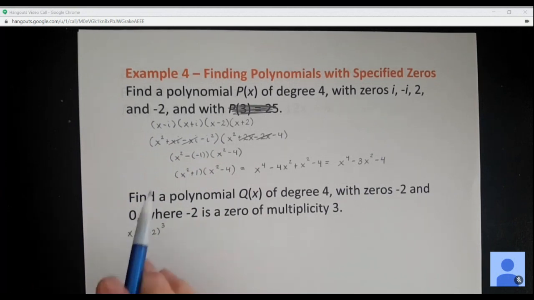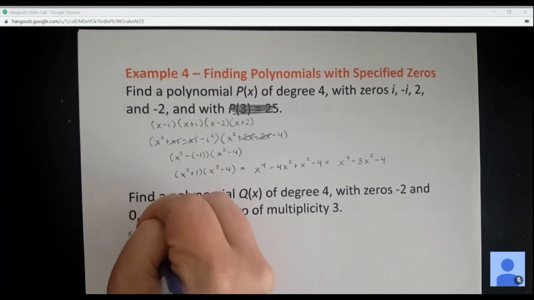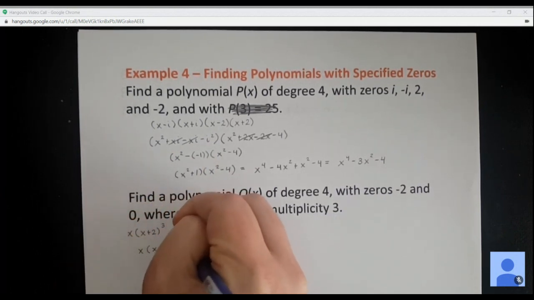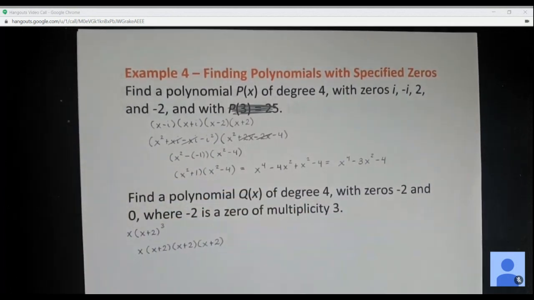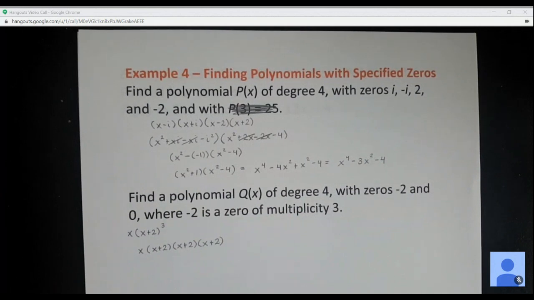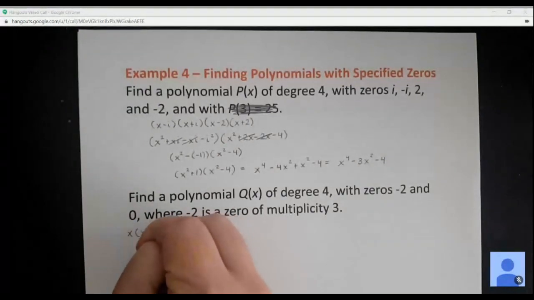Now we need to multiply this out just like we did before. So instead of writing this as x plus 2 to the third power, I'm actually going to list it out 3 times so that we can multiply it. So we've got our x plus 2, x plus 2, x plus 2. Now the order here doesn't matter, right? You can multiply any of these together that you want. I'm going to start by just distributing this x into this set of parentheses here. So that's going to give us x squared plus 2x.